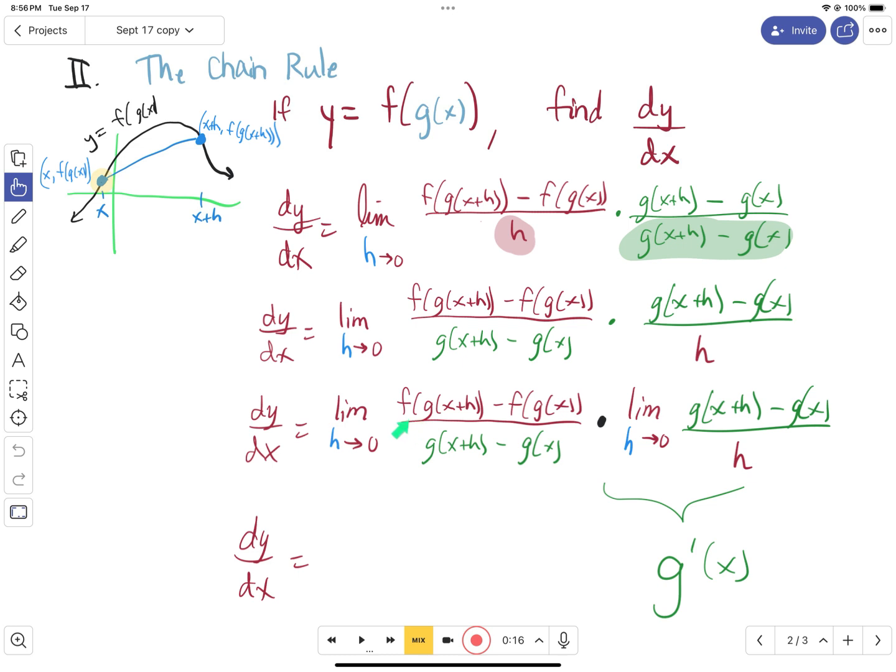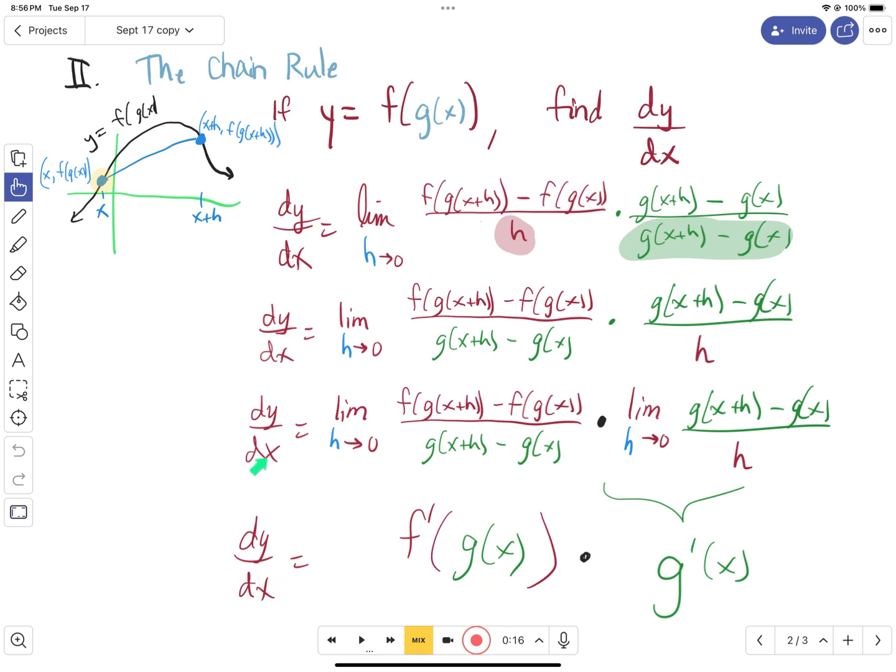So the output value f minus the output value f. So this is y2 minus y1. And then f's input, which is essentially the x-coordinate minus the x-coordinate. That's just a slope formula. This is f prime of that input. As h goes to 0, that input is going to g of x. So this is f prime of g of x. And there we have it.